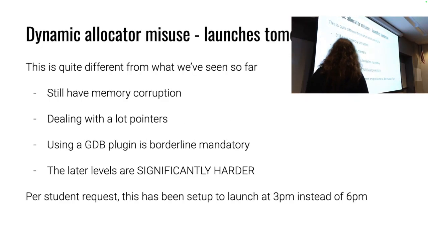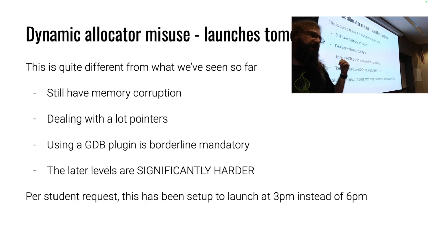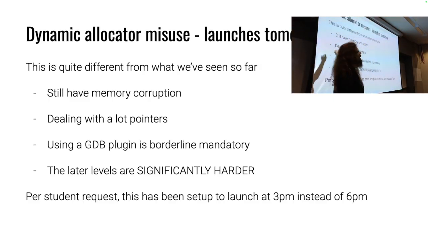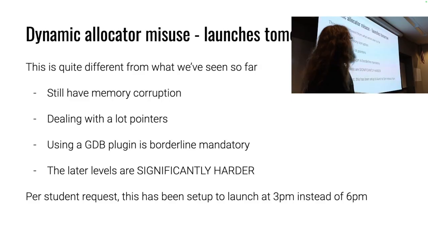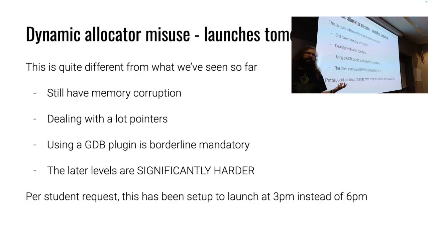Dynamic allocator misuse launches tomorrow, right? The show must go on. This module is considerably different than what we've seen so far. We're still dealing with the concept of memory corruption, right? And that's going to be a consistent theme. But we're going to start dealing with a lot more pointers. This is specific to heap.